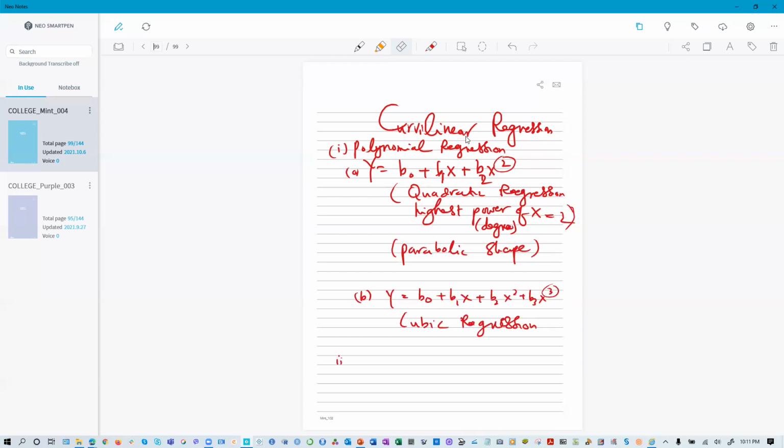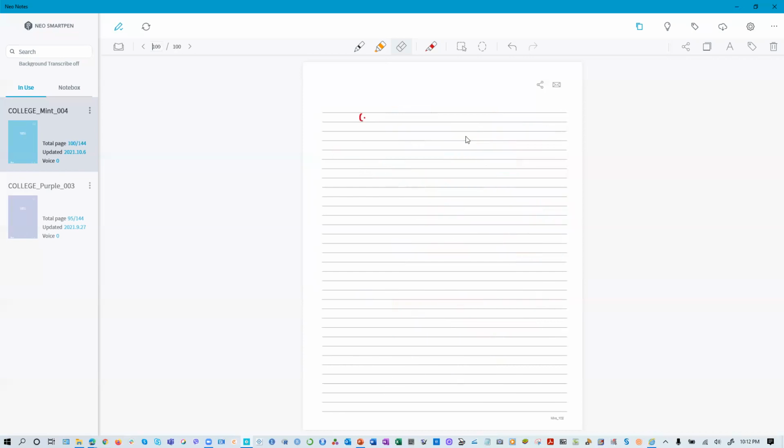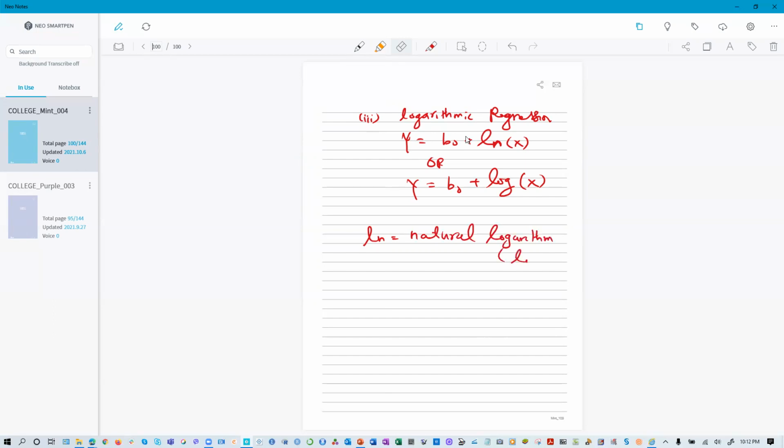That's a polynomial. The second one is inverse regression. That means you can get b0 plus b1, with x written as 1 over x, for a certain reason, because of the shape. That's the inverse regression. The third one we call logarithmic regression. Then you're going to get y equals b0 plus ln of x. ln means natural log, or simply log, and log means logarithm.